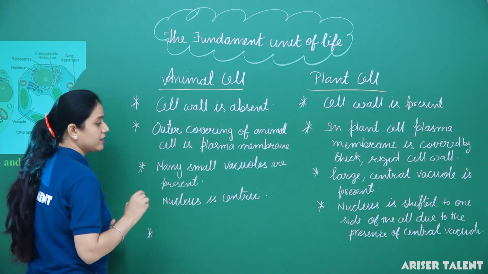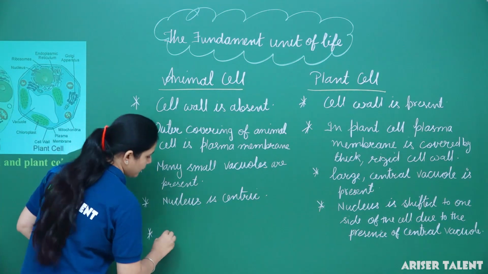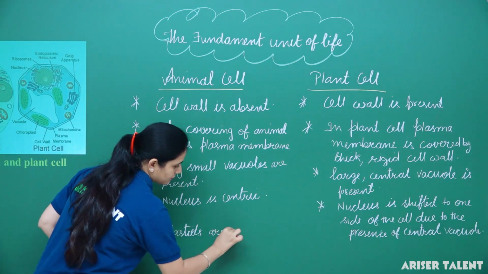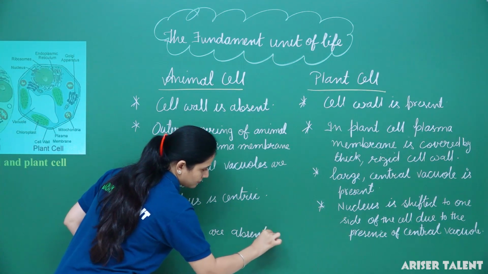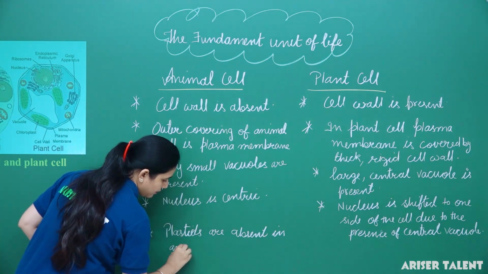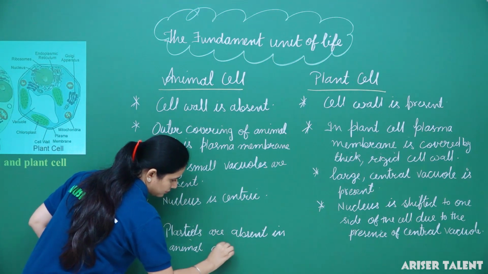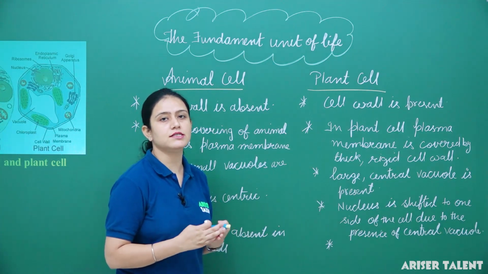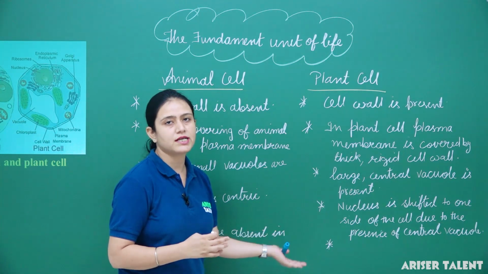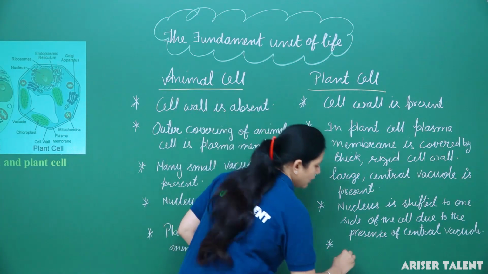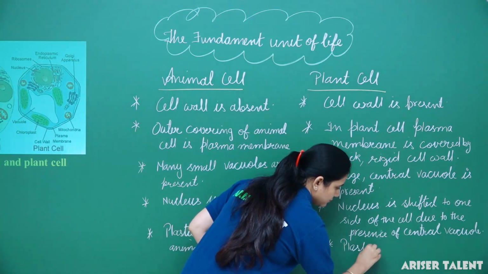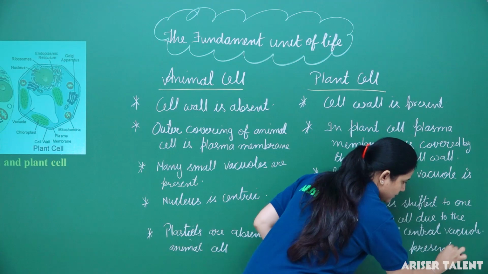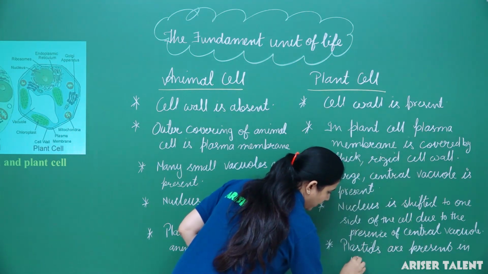Okay. Next, as we all know, plastids. Plastids are absent in animal cell, but plastids are present in the plant cell, and this is the reason they can perform the process of photosynthesis and they can synthesize their own food. Plastids are present in plant cell.